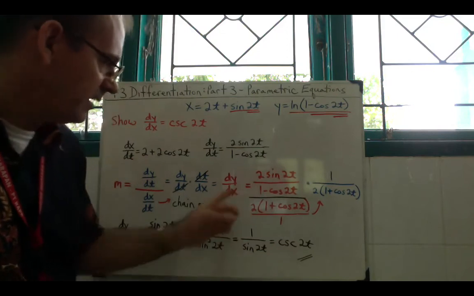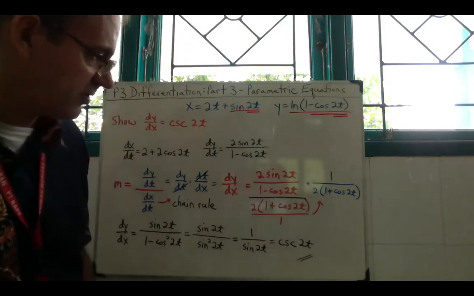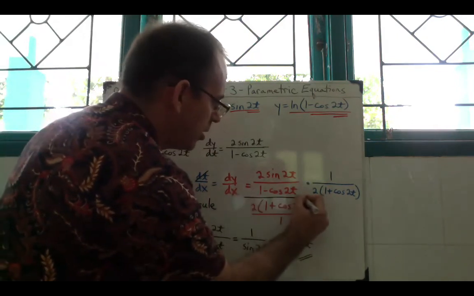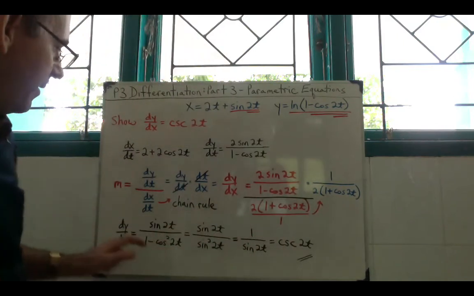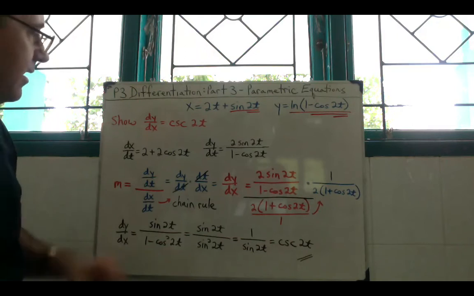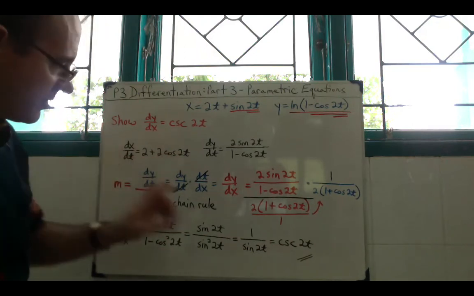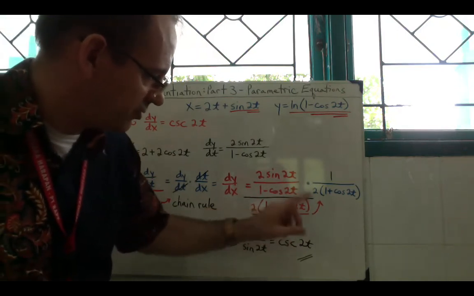minus cosine 2t. Over, this is our major division bar here. I used a different color to distinguish it. Preferably, you should make it longer than the other division bars. Then on the bottom, we put our dx/dt, which is just 2 plus 2 cosine 2t. I factored out the 2 and made it 2 times 1 plus cosine 2t.